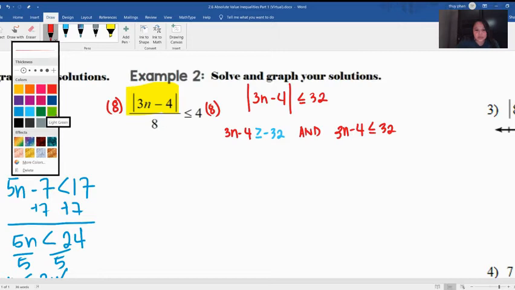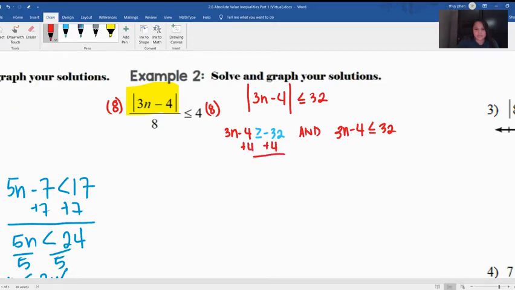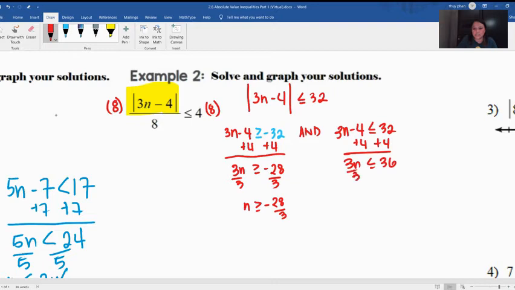So when solving, I'm going to go ahead and add 4 to both sides. I'm just going to move a little quickly. So I get 3n is greater than or equal to -28, and divide both sides by 3. And we get -28 thirds. On this side, we're going to add 4, and I get 3n is less than or equal to 36. Divide 3 to both sides. I get n is less than or equal to 12.